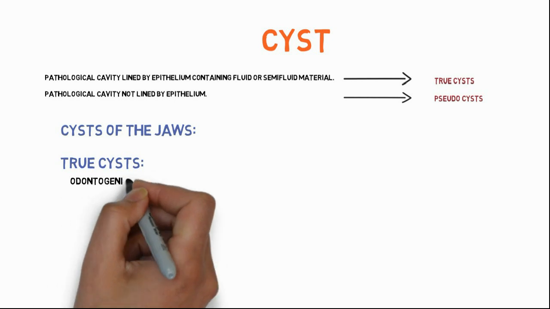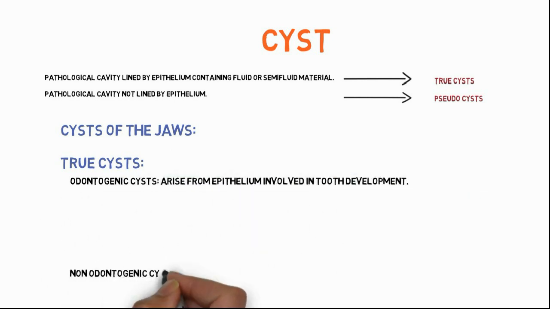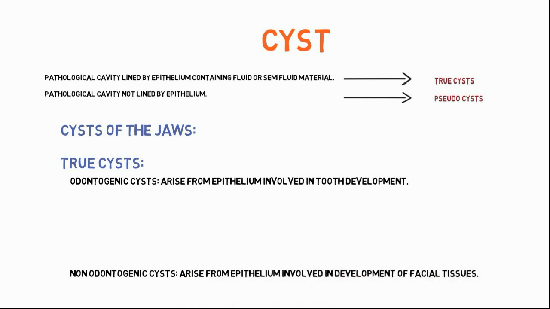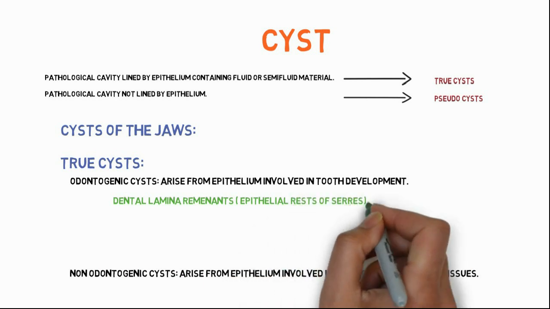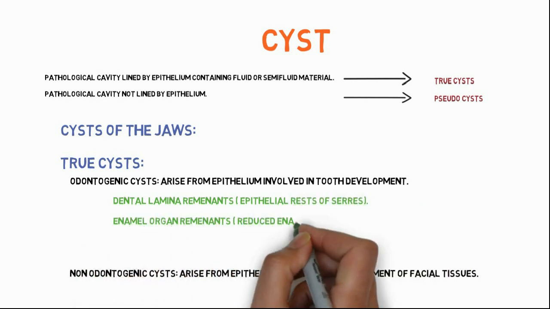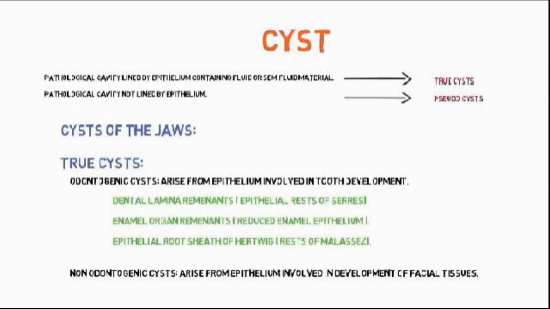Odontogenic cysts arise from epithelium involved in tooth development. Non-odontogenic cysts arise from epithelium involved in development of facial tissues. The source of odontogenic cysts may be remnants of dental lamina, or remnants of enamel organ, or epithelial root sheath of Hertwig.